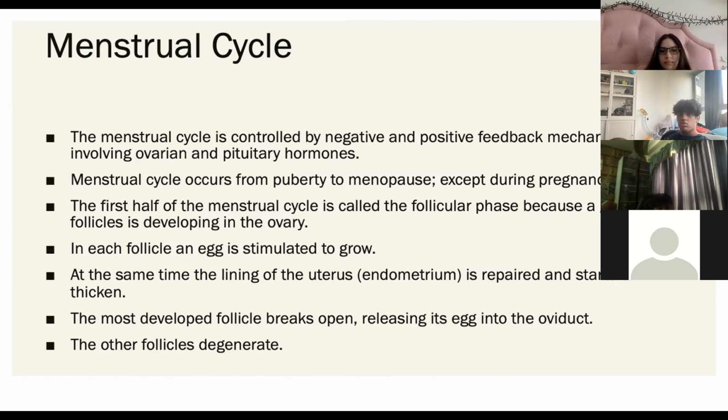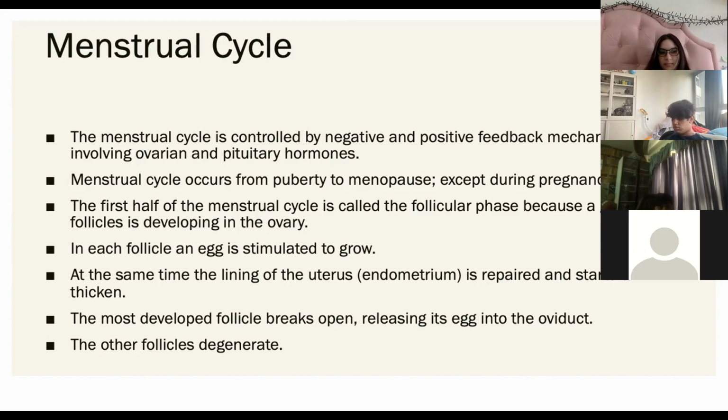Okay. Then there are two phases. First is the follicular phase. So the first half is called the follicular phase. Here, what happens? In the first half, there are various follicles in the ovary. They will develop. Each follicle is going to be stimulated and will have an egg. But only one will pop out, from which one egg will be released, right?